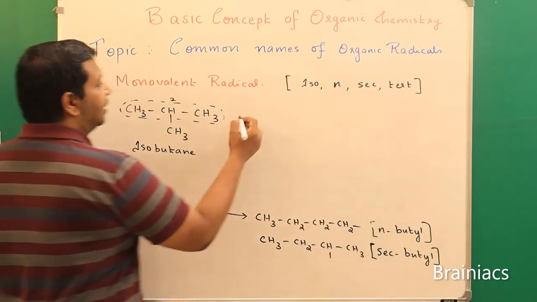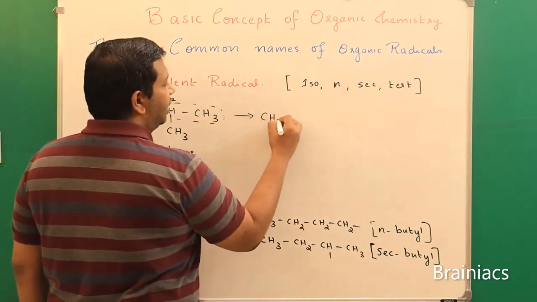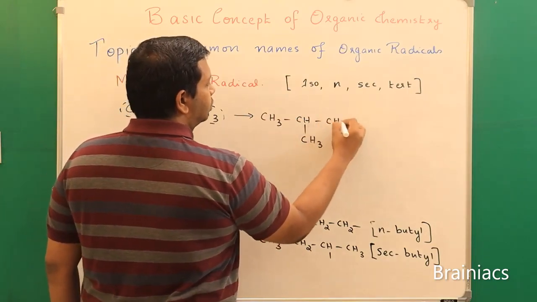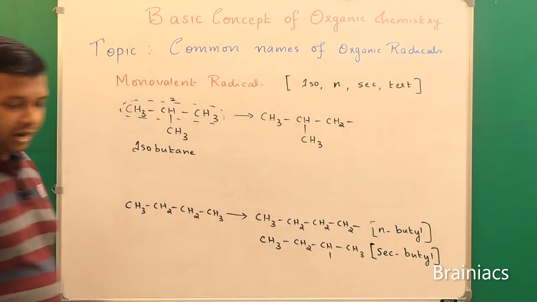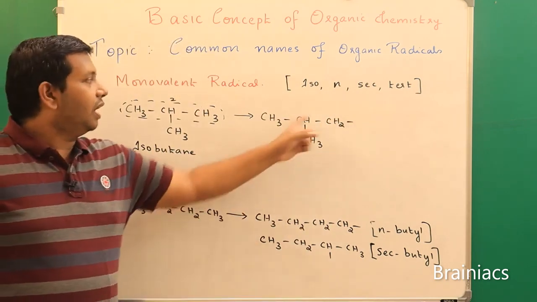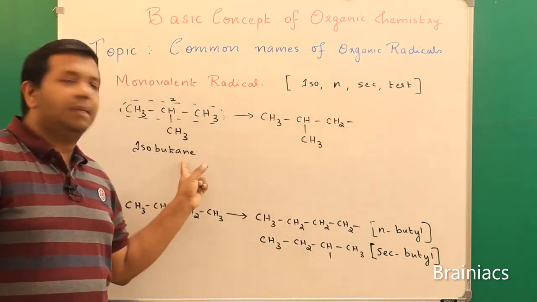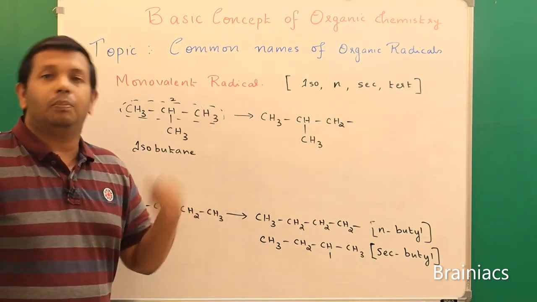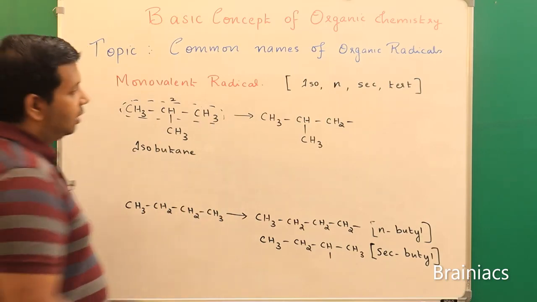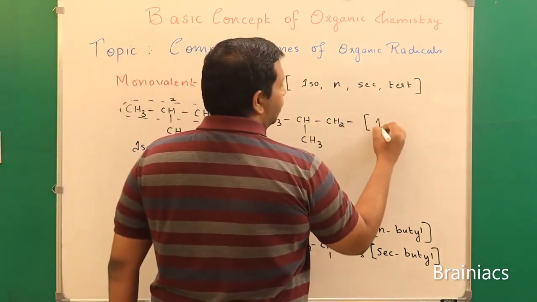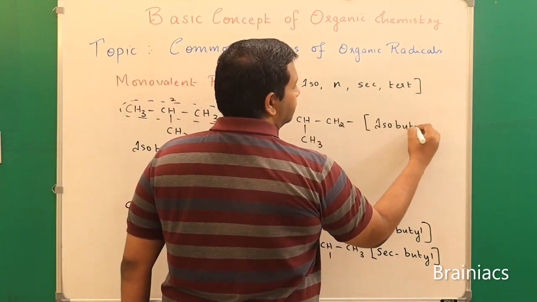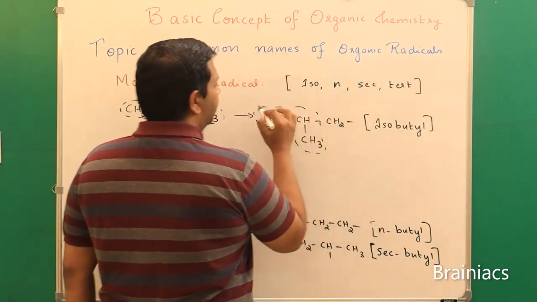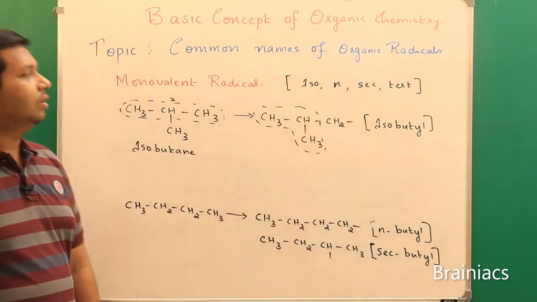So the first radical here is, listen, CH3, CH, CH3, CH2 hyphen. What is the name of this radical? The compound name is isobutane, so when one H is replaced, what do we say? Isobutyl. So this is called isobutyl. Or you can remember it like this: this is iso and there are 4 carbon atoms, so it is called isobutyl.